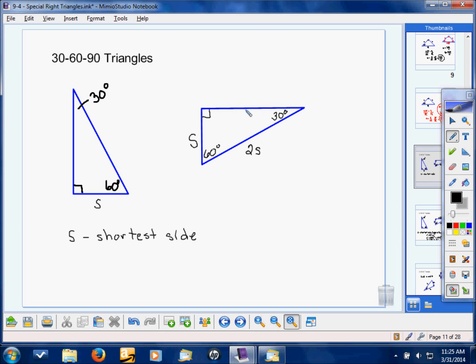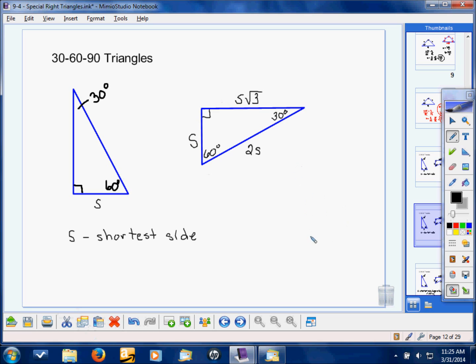However, that leaves our third side. And the third side, the one that's across from the 60 degrees, will always be S times the square root of 3. Okay, S times the square root of 3. It's not too bad, okay, but you do have to understand this is our template.